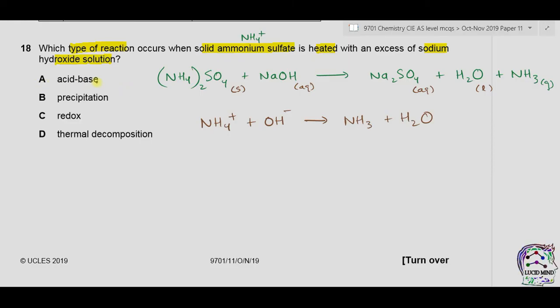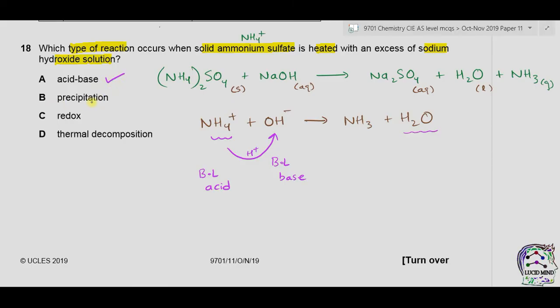A is acid-base reaction. As we can see that ammonium ion is donating H plus to this OH negative to make H2O and ammonia gas. So therefore NH4 positive is proton donor, and therefore it is Bronsted-Lowry acid. Similarly OH negative is proton acceptor, so it is Bronsted-Lowry base. As both are being neutralized in the form of water, so therefore it is acid-base reaction.